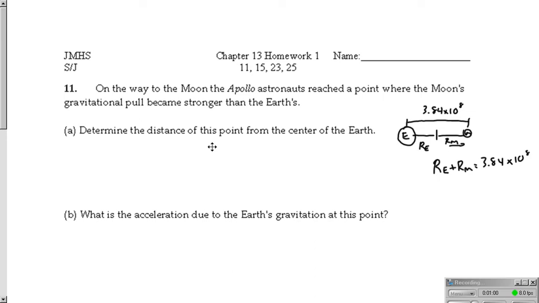So at the point where the moon's gravitational pull becomes stronger than the Earth's, we know then that the acceleration due to gravity from the Earth will be equal to the acceleration due to gravity from the moon. So what that means in realistic terms is that G times mass of the Earth divided by what I'm calling RE squared, that's going to equal G times the mass of the moon divided by what I called RM squared. When you solve that equation, we can solve it for one or the other. I solved it in this case for RM.